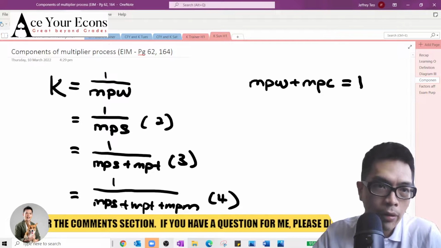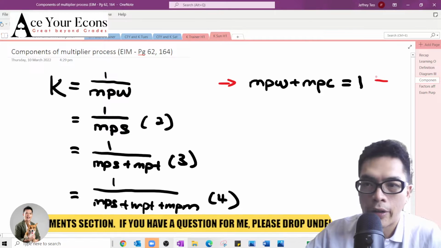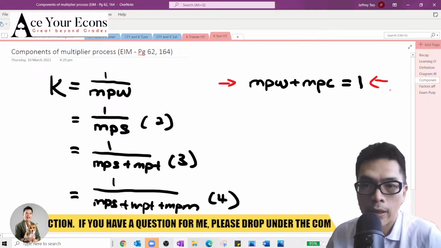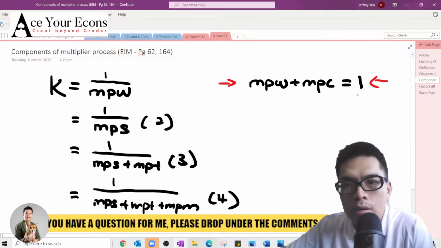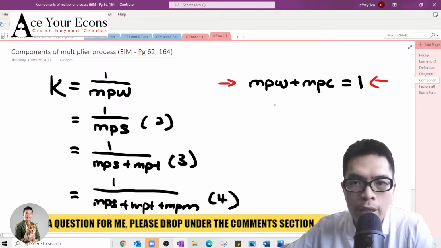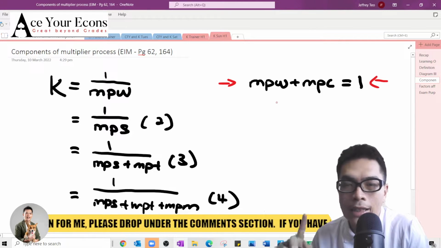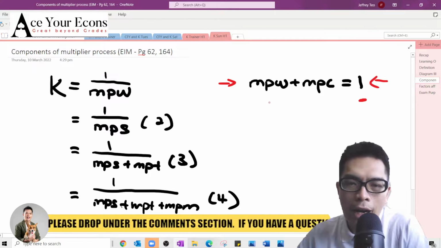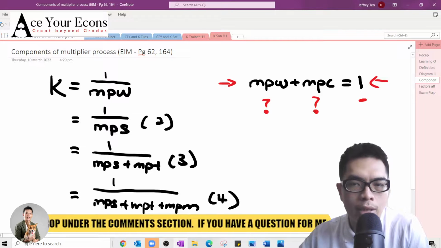So the next thing that I want to cover is this. From here we can derive the size of the multiplier. And why is your multiplier size always bigger than 1? For my science students, you probably can understand this better. This expression tells us, for the last change in your income, the last dollar, which in this case is $1, how much is going to go to withdrawal and how much is going to go to consumption?